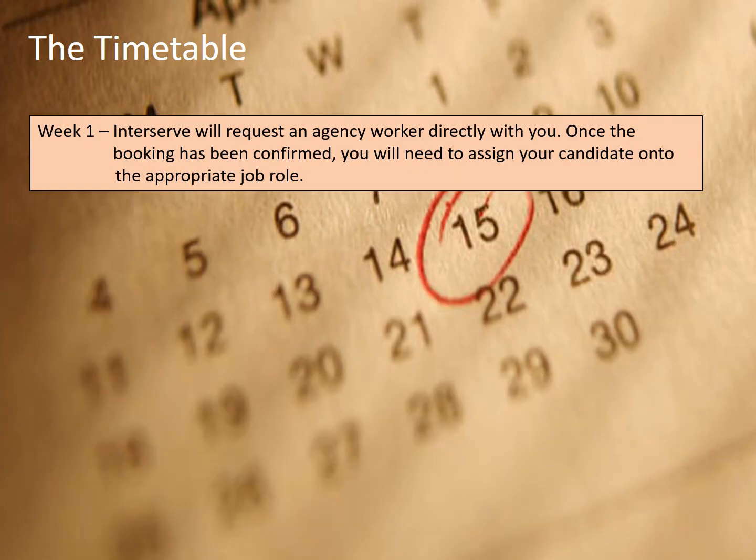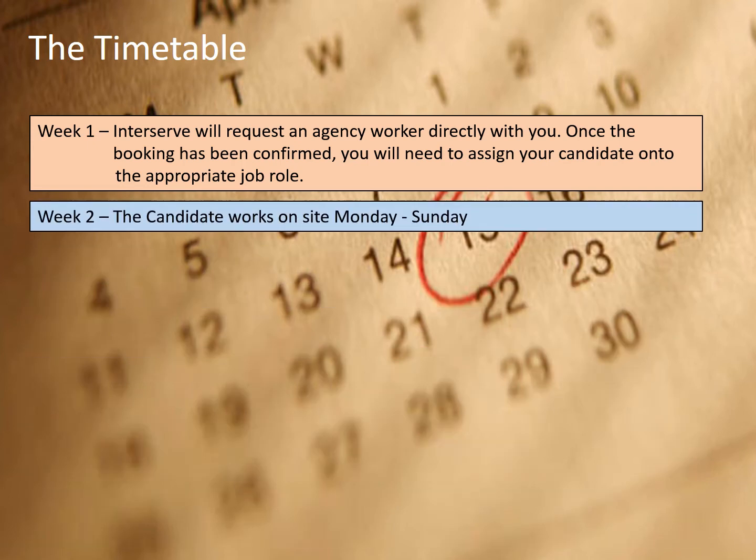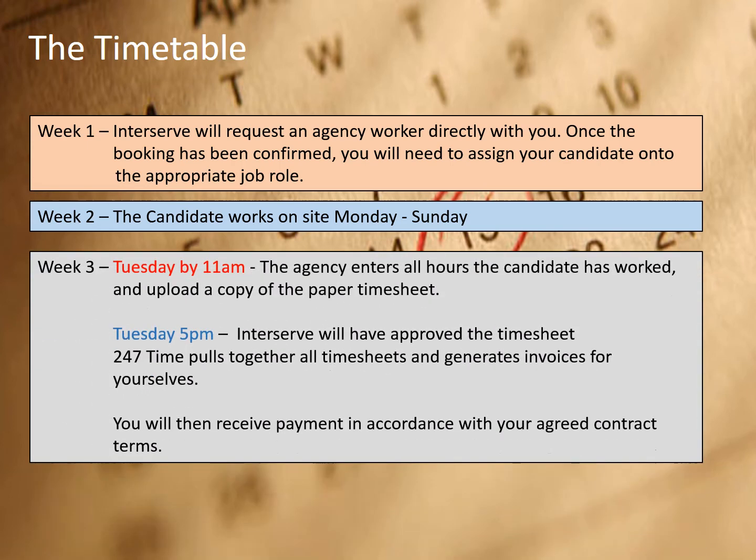Well, first of all, it starts with Interserve actually requesting a worker from you. You'll go in and add that information into 247 Time and assign them to the job role. Week 2 is where the candidate then goes and works out on site Monday through to Sunday. It's week 3 where the activity then takes place in terms of the timesheet information.